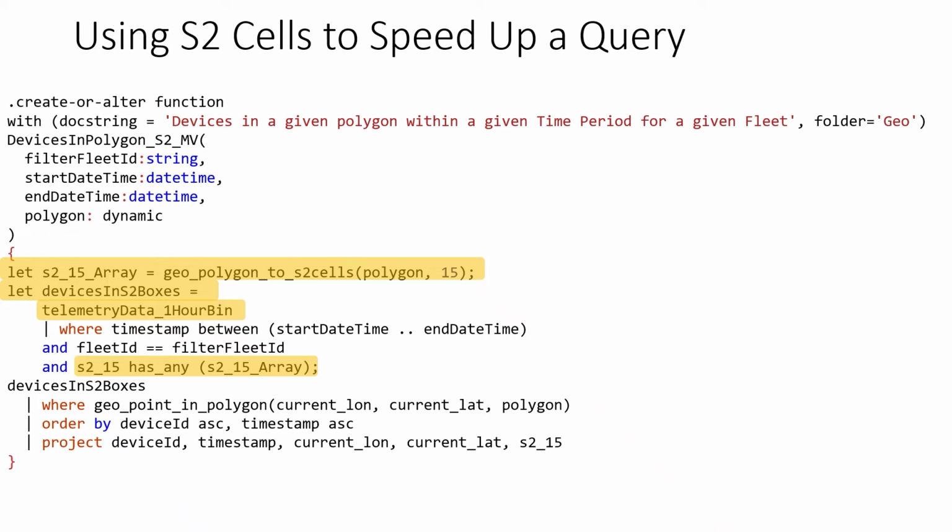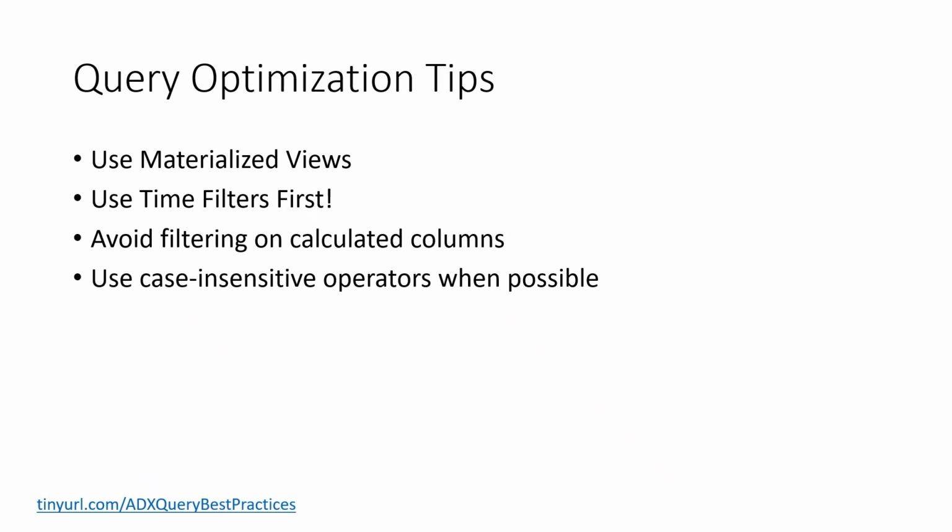So we'll store that in a variable called devices in S2 box. That variable is going to actually be a table in memory. And now we can query this devices in S2 boxes. And now that's when we're going to run our table scan. That'll be a lot faster.